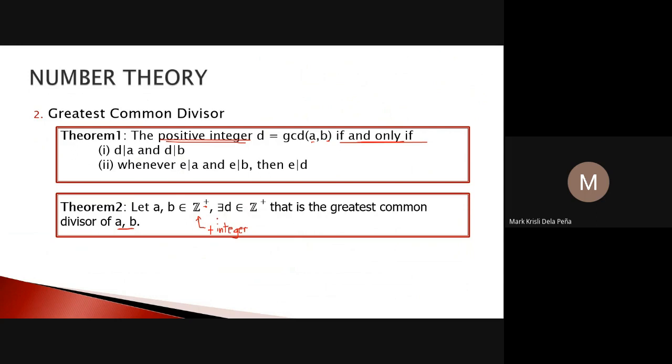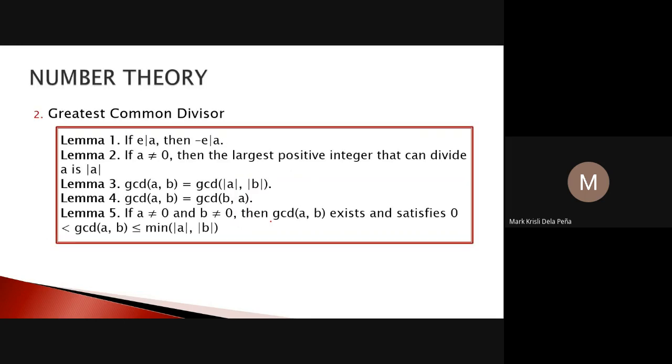There would exist d, or an integer. There exists an integer that is the greatest common divisor of A and B. As I have told you earlier, for all the integers, there would always be a common divisor. It can be 1, 2, 3, or so on. Again, theorem 2 states that let A and B be positive integers such that there exists a positive integer that is the greatest common divisor of A and B. And how do we get the greatest common divisor?